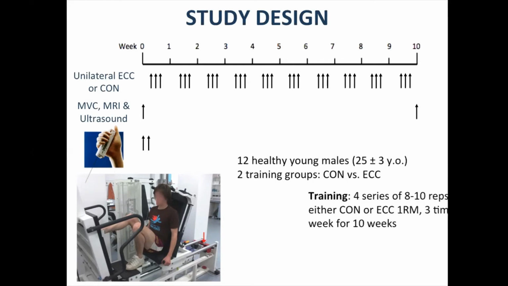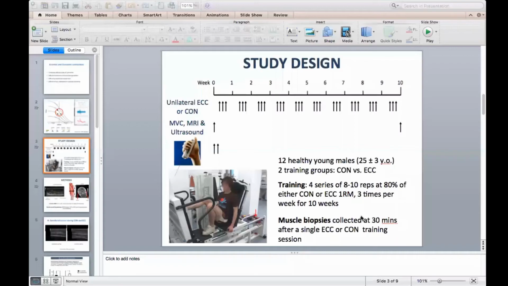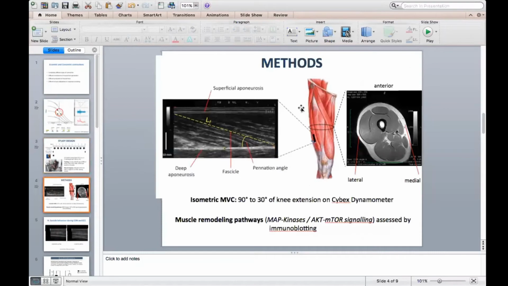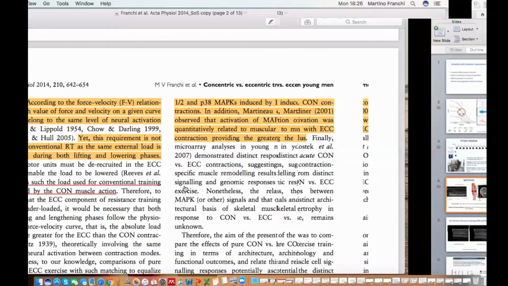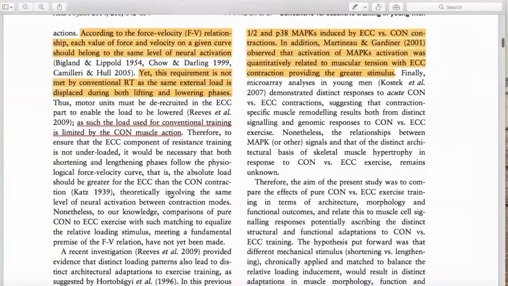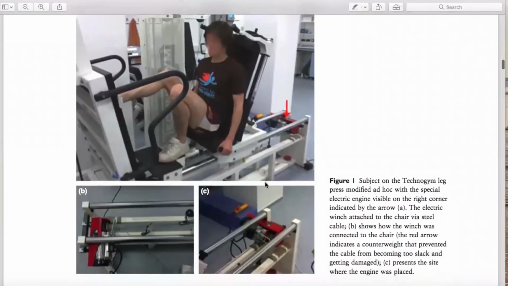We trained with 4 sets of 8 to 10 reps at 80% of either concentric, as I explained before, or eccentric repetition maximum, 3 times a week for 10 weeks. We obtained ultrasound scans and a magnetic resonance scan, so we had muscle volume as well. It would be nice to go through the results now, but before doing that, let me make sure everybody understands the design.